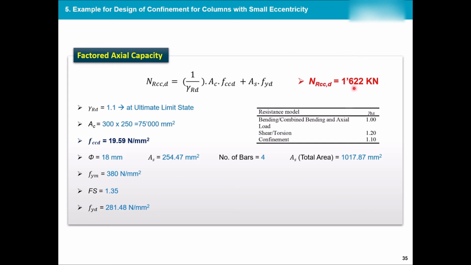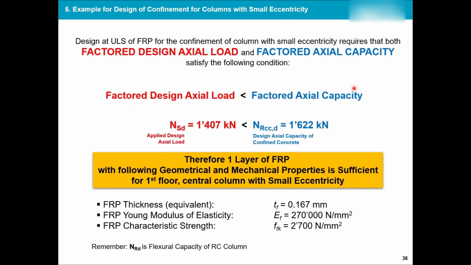I now just compare this resistance to my applied load from the analysis. The applied load from the analysis was 1,407 kilonewtons. My confined one is now 1,622. I just use one layer of FRP, and with all of the geometrical and mechanical properties that we had, the same properties that the factory has given me, the central column with small eccentricity will be sufficient and it will be satisfying. So we just try to make sure that this resistance is higher than this. This was the case that you had small eccentricity.